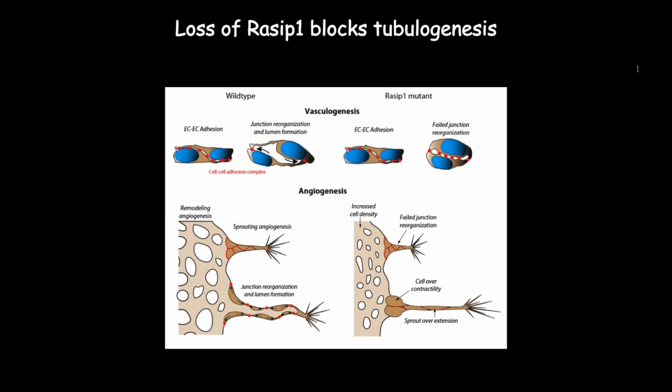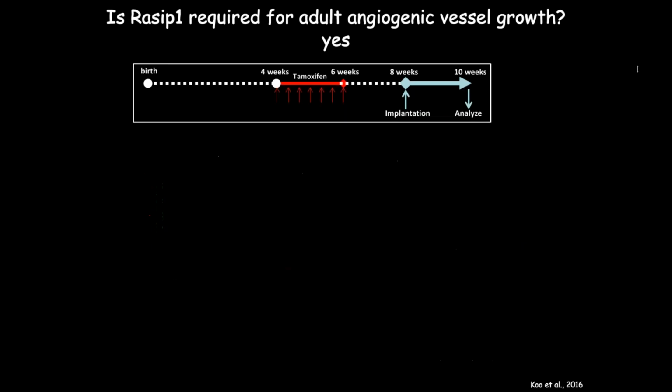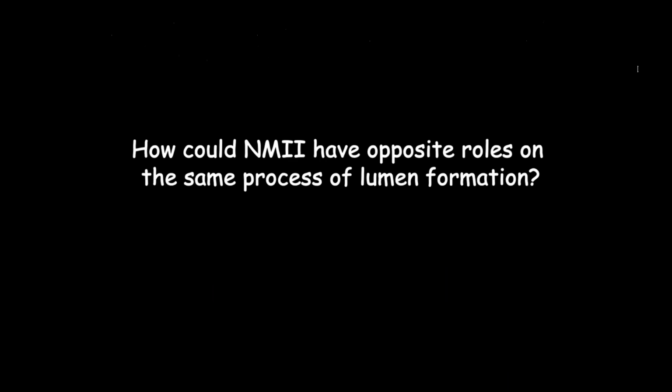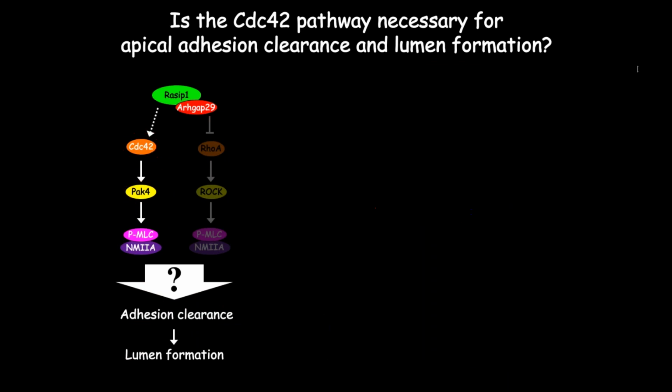Okay, the first one is, in earlier slides showing the effects of RASIP1 knockout on embryonic vessel lumen formation, you showed that the surrounding tissue made room for the endothelial cells that never came. What drives this clearance process in the surrounding tissue?